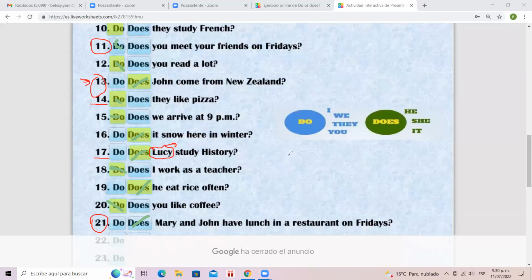Finally, Sophia, what about in number 19 in negative form, please? Doesn't he eat rice often? Okay, and what about in negative form? Doesn't. No. Answer in negative form. Answer in negative. Okay. Yes. No, he doesn't. Excellent. No, he doesn't. Very good. Oh, you're so intelligent, huh? Very good students.